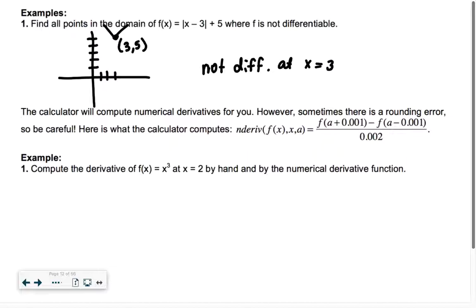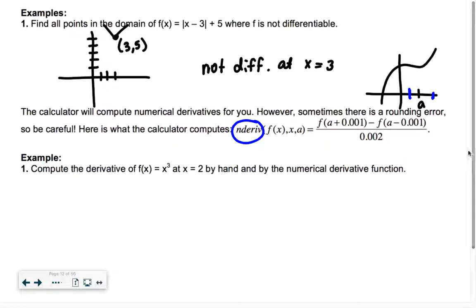Okay. So the calculator will actually compute what we call numerical derivatives for you. But the calculator is only as smart as the programmers that have made the calculator work the way that it works. What they're doing when they do the n-deriv function is they basically have a curve, and they have a value a, and they're going slightly to the right of a and slightly to the left of a by 0.001. So if I had a equals 2, I'd put in 2.001 and 1.999. Does this make sense? That's what my calculator's doing for me.